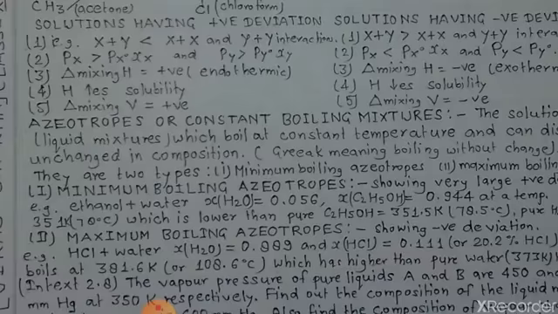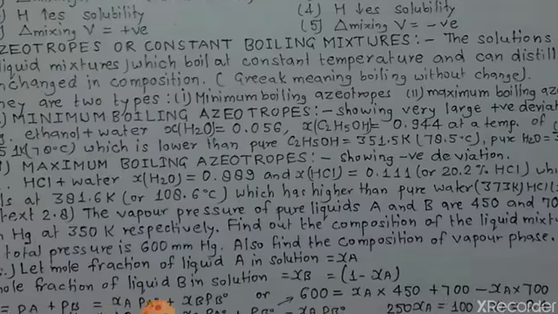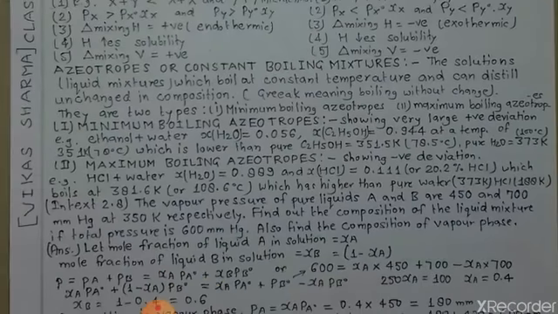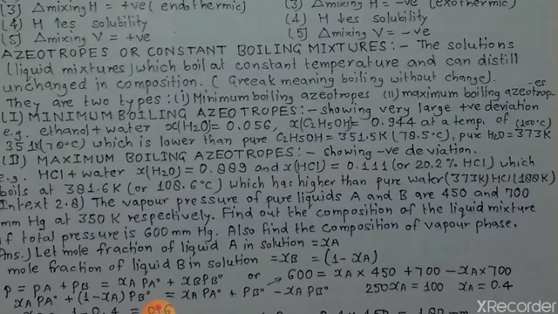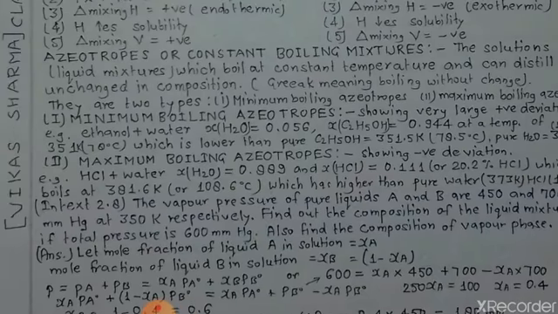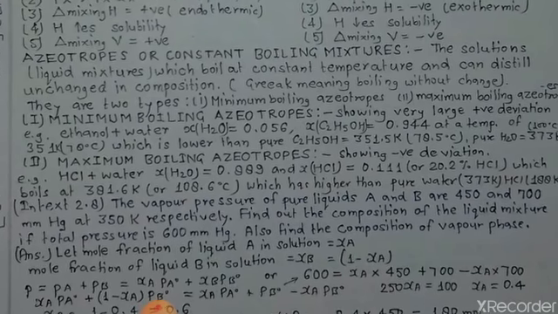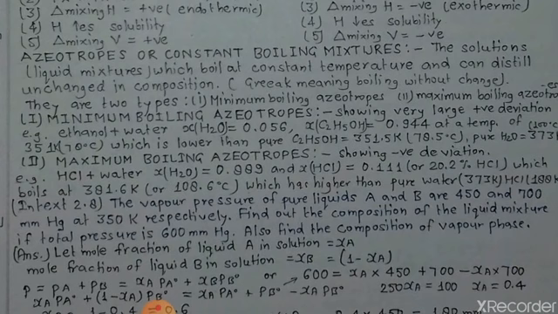Students, another type of solution is known as azeotropes or constant boiling mixture. This is a solution or liquid mixture which boils at a constant temperature and can distill unchanged in composition. It means we cannot separate it into solute and solvent. Constant boiling means they boil at a constant temperature. Students, there are also two types. The first one is minimum boiling azeotropes, showing very large positive deviation. For example, ethanol and water.